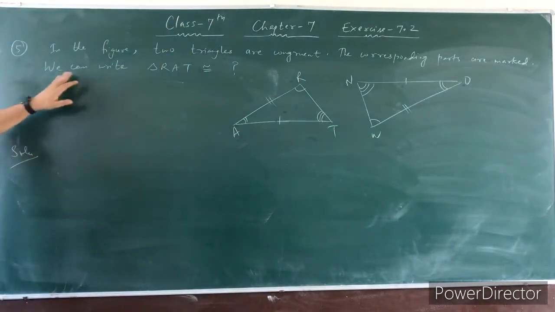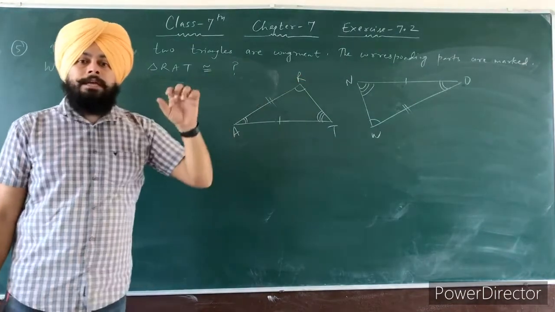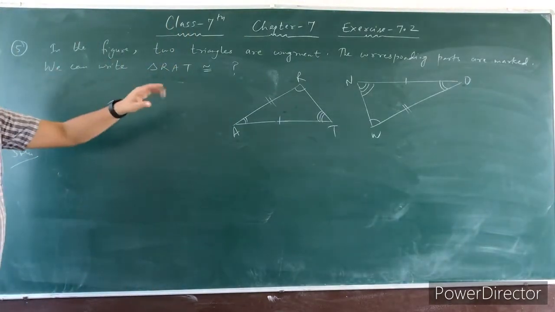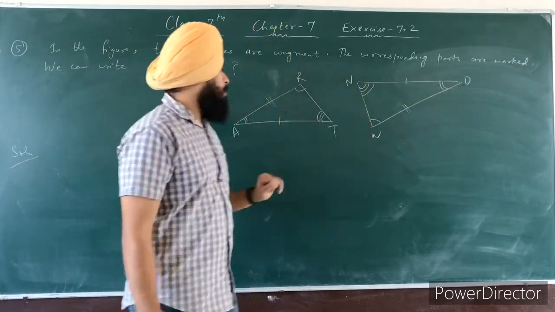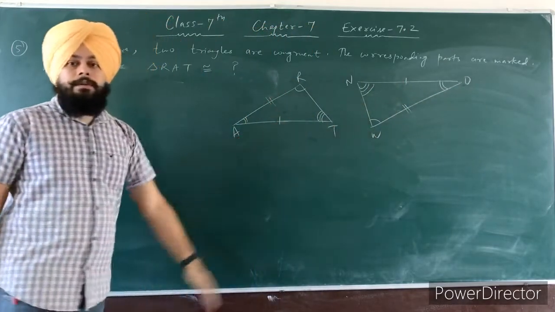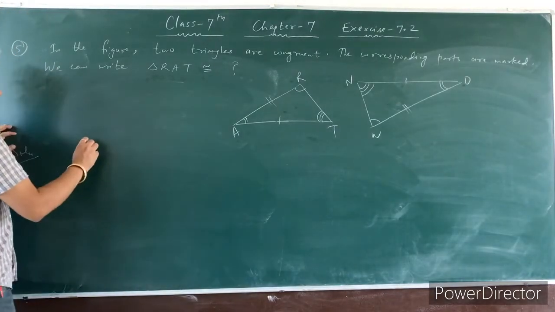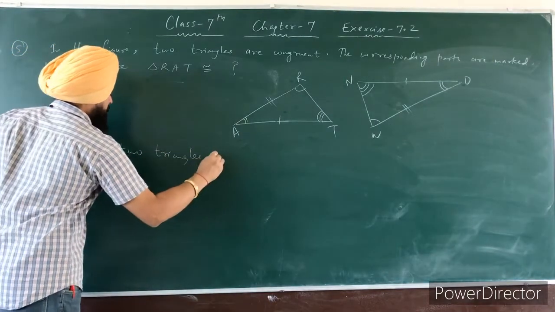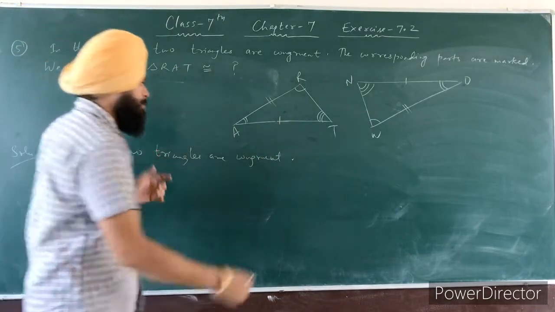Alright, we can write the triangle RAT congruent to which triangle? We have to write the triangle in the symbolic form. Alright, so first these two triangles are congruent. We know that because AT is equal to NO, RA is equal to WO, and three angles are already given equal. So we can take any one of the angles. Alright, so the two triangles are congruent. So the corresponding parts are which one?